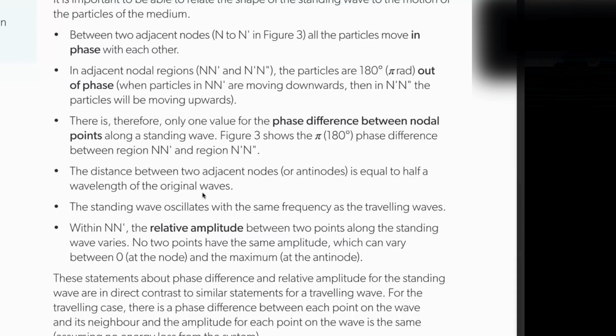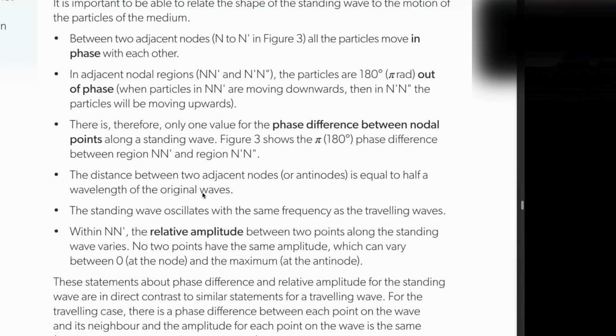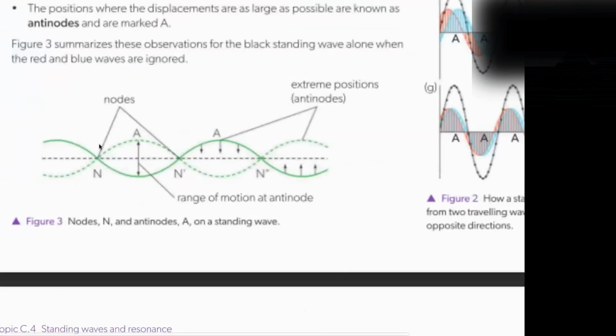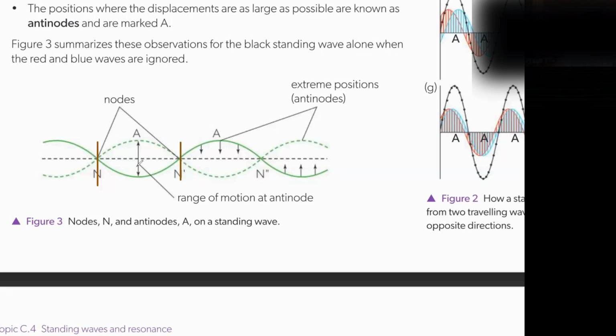All right. Finally, lastly, within n and n dash, that means between two adjacent nodes, there are no 2 points which will have same amplitude. There are no 2 points which have same amplitude, which can vary between 0 to maximum. You see here, between these two regions, there is no point, no 2 points which will have same amplitude. But they all are having same phase. They all are having same phase.